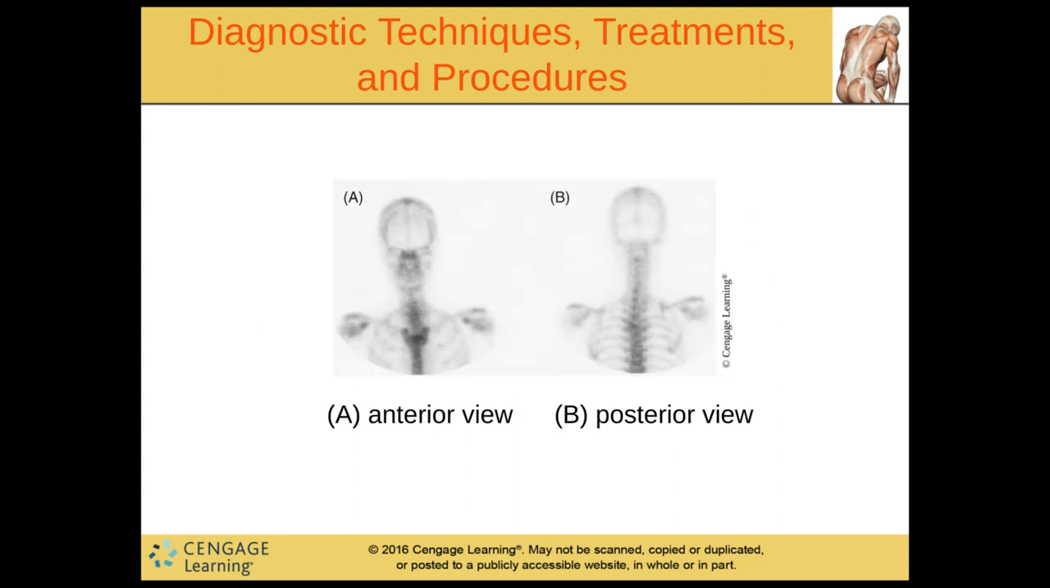So this is an anterior view, the front of somebody, right? You can see the structures of their face a little bit clearer than you can in this one. And then this is a posterior view. So this is the spine here. You can see the sternum here, the clavicle. Those are good little representations there.